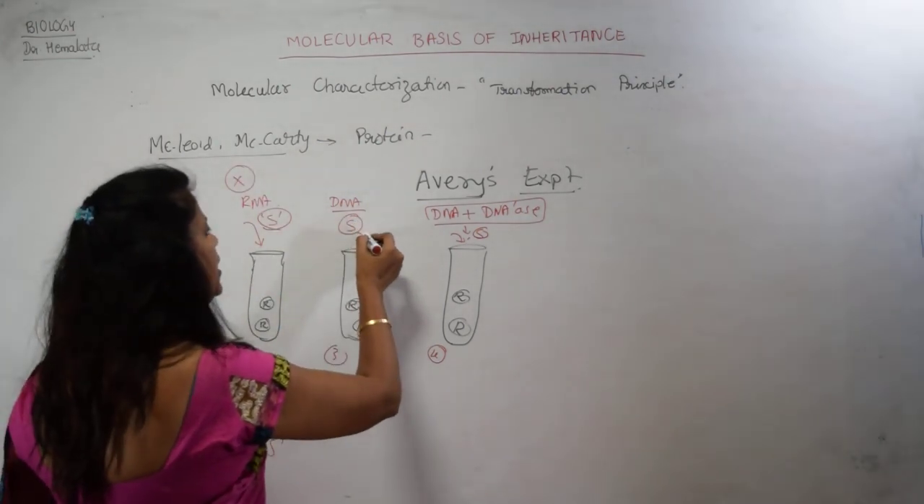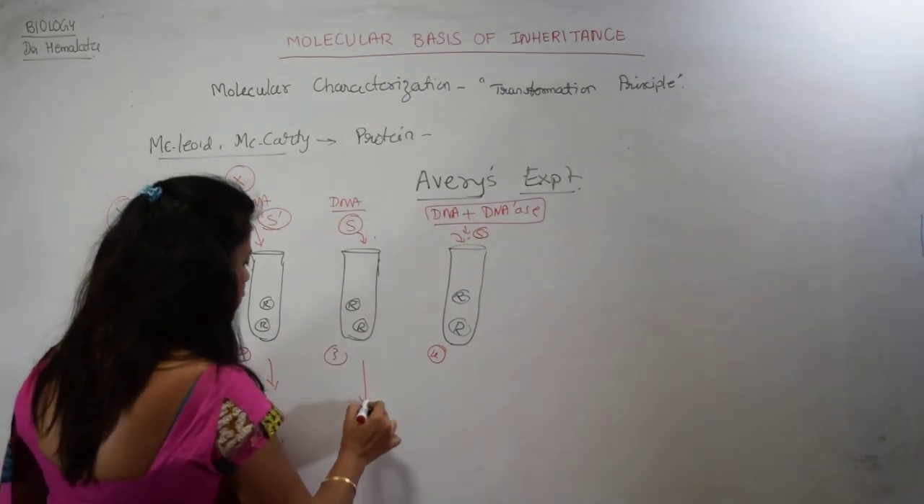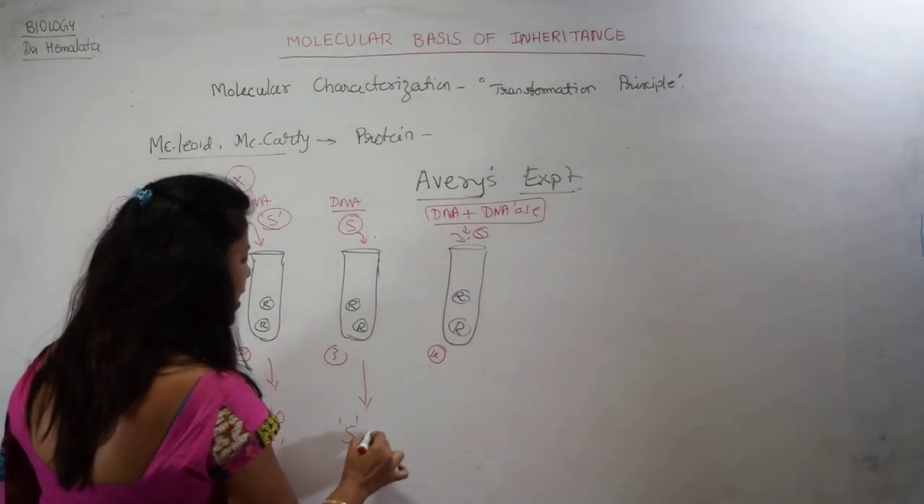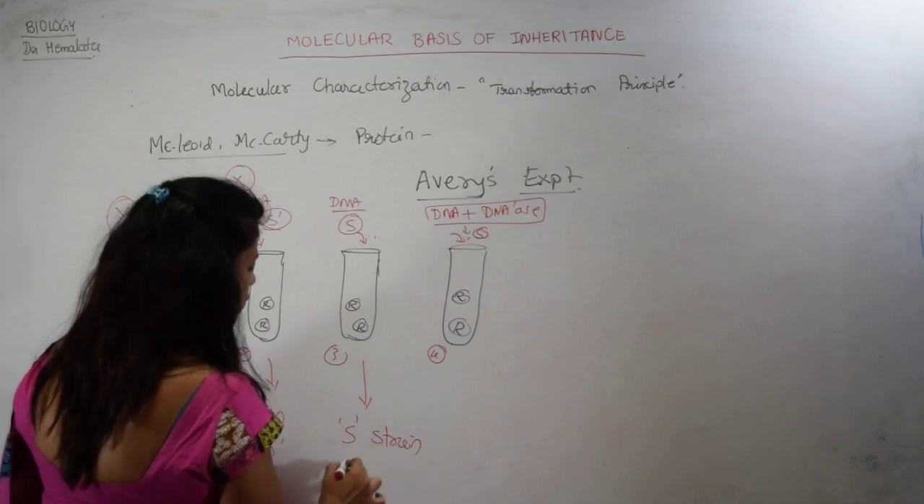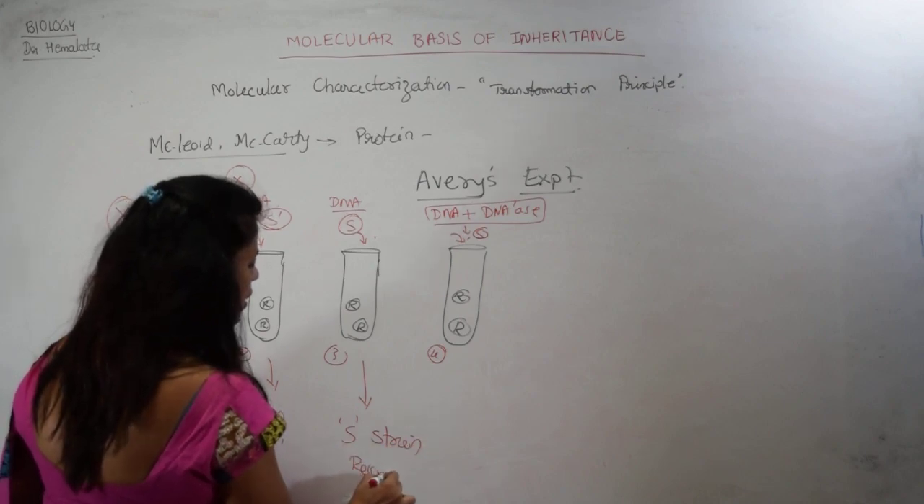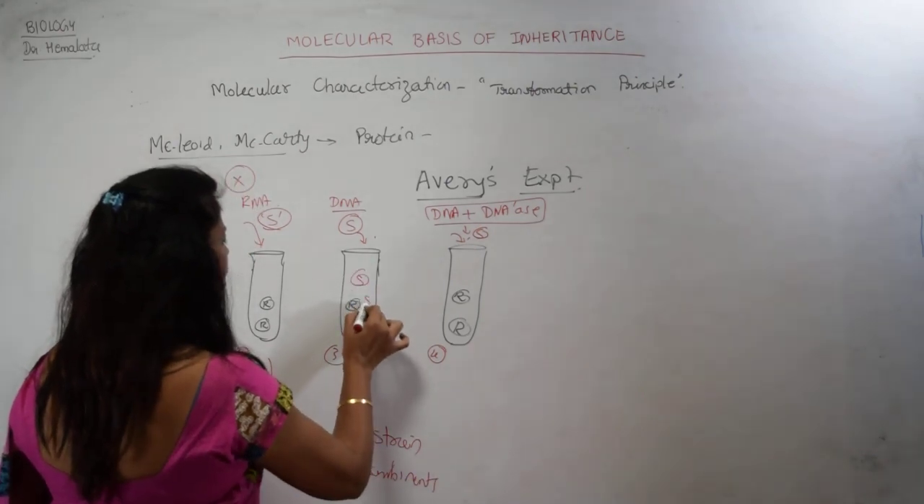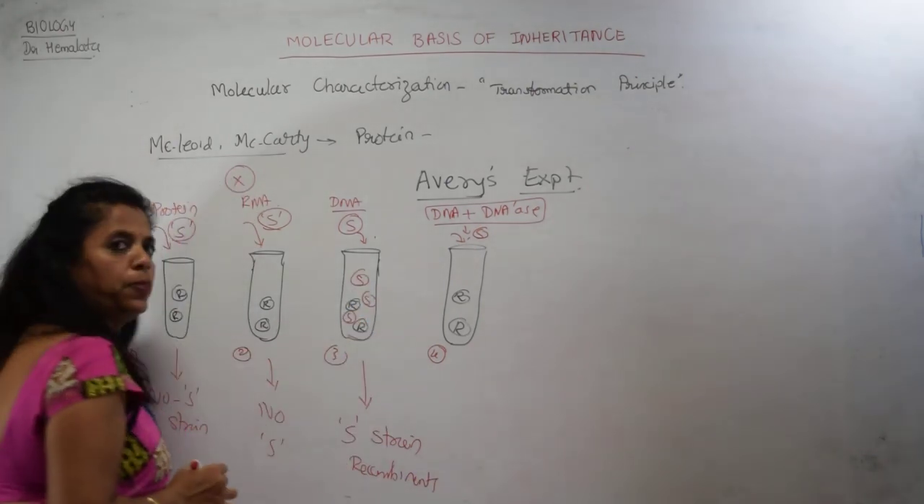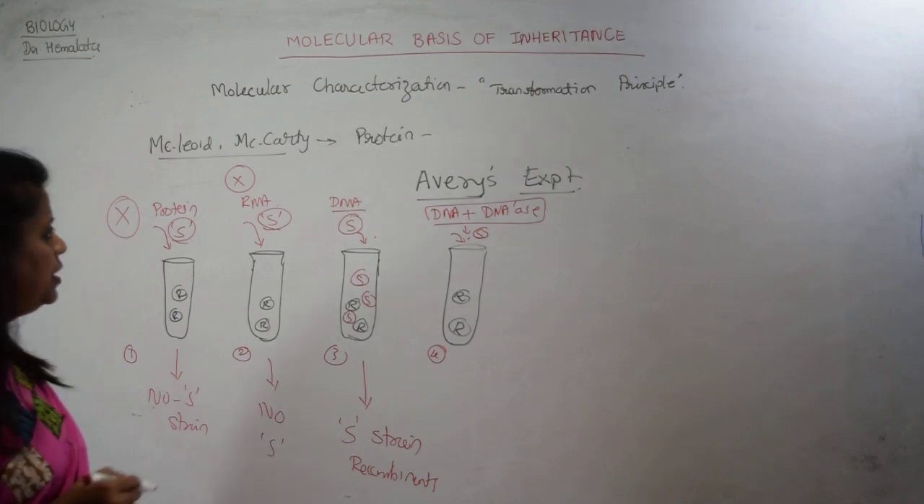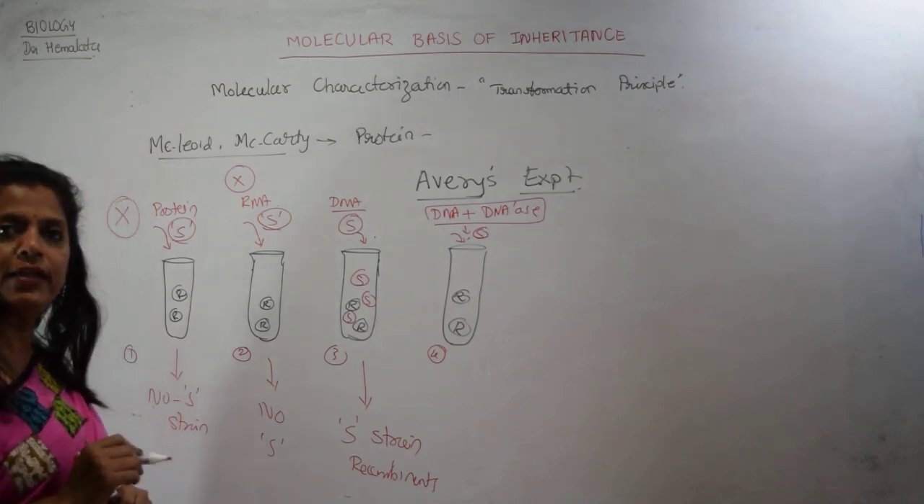But wherever DNA of S strain was added, they found S strain recombinants. There were new S strain recombinants. So here we had S strains. That means DNA is involved in genetic transfer.